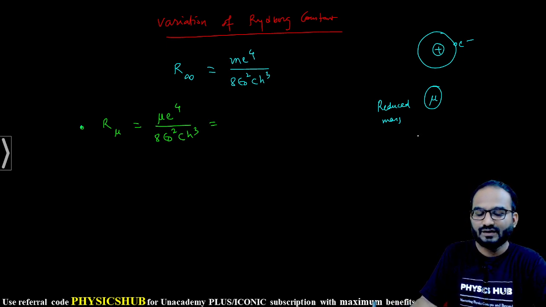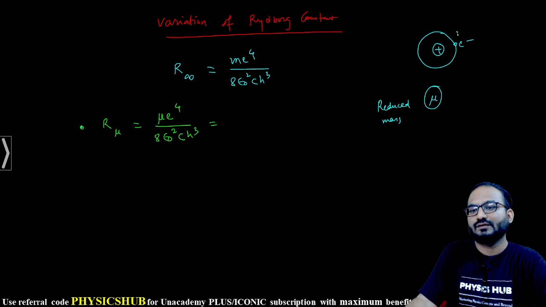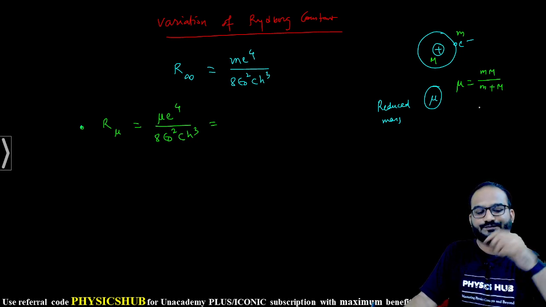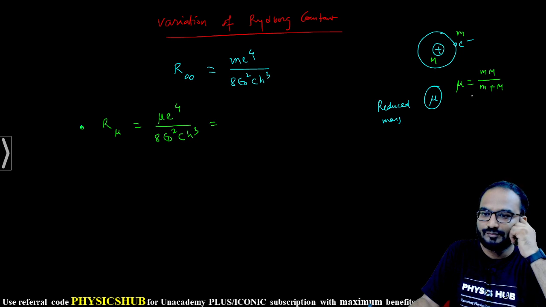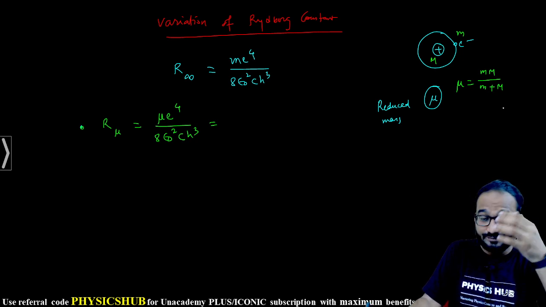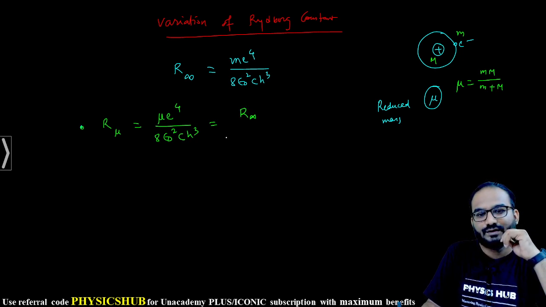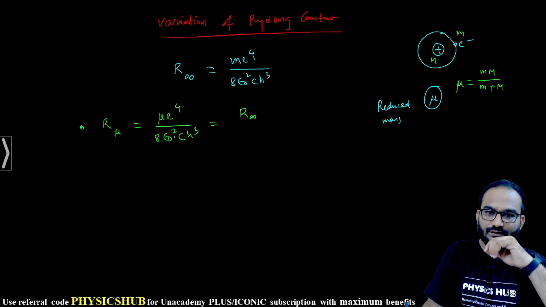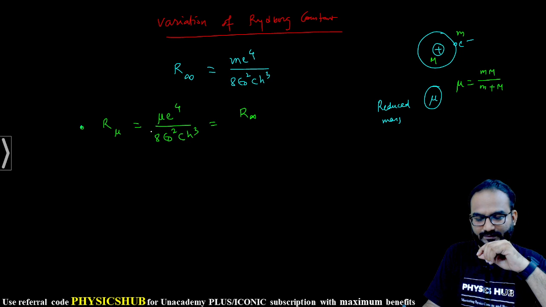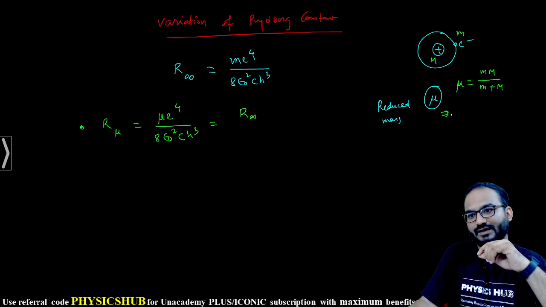Now if you consider the mass of the electron to be small m and the mass of the nucleus to be capital M, then mu can be expressed as m1 m2 divided by m1 plus m2. So mu is equal to mu by m into m. So this can be written as R infinity, m e to the power 4 divided by this. Since m is taken in the numerator, you have to divide by m. So you need to calculate mu by m.